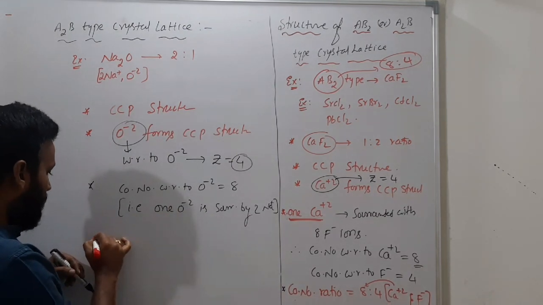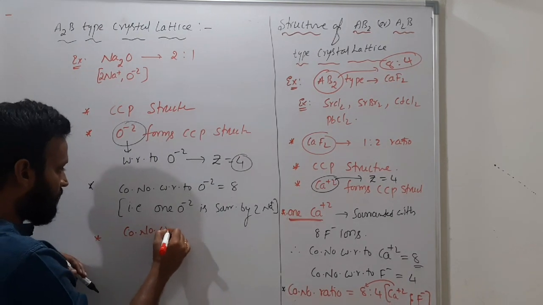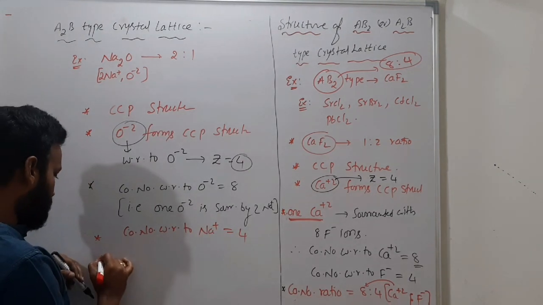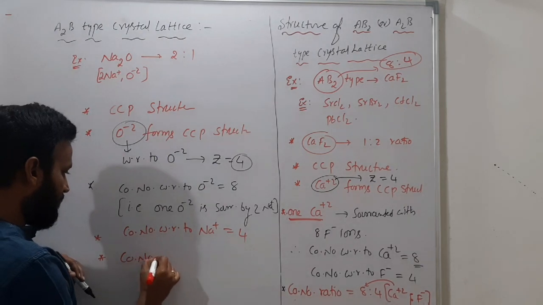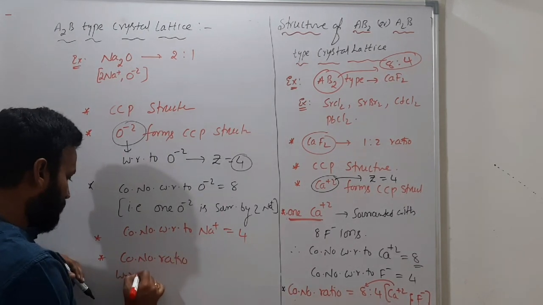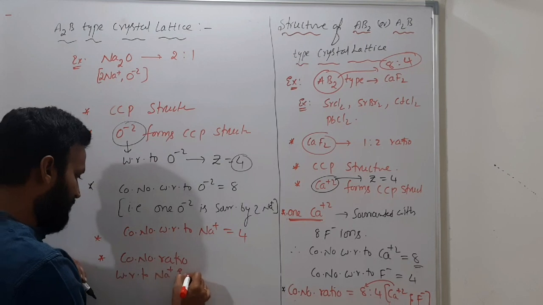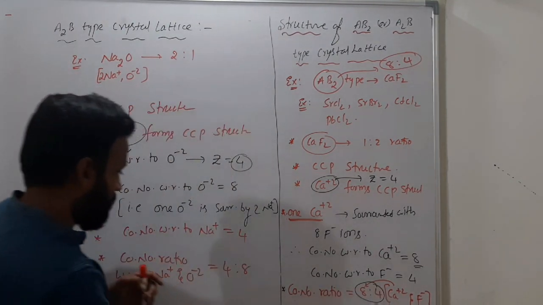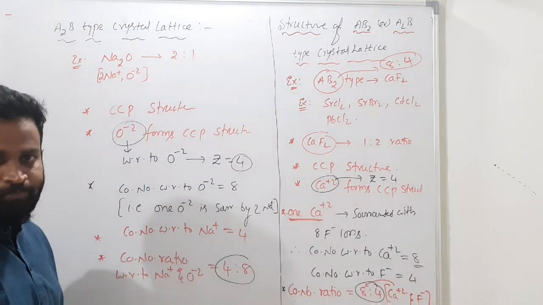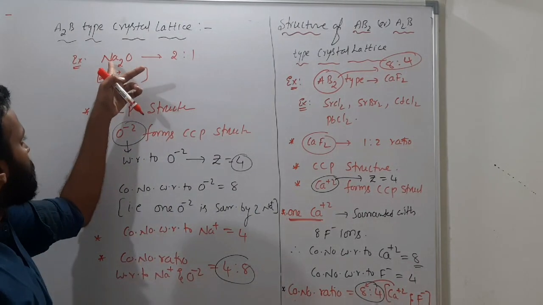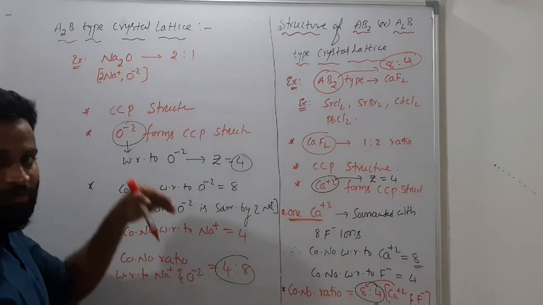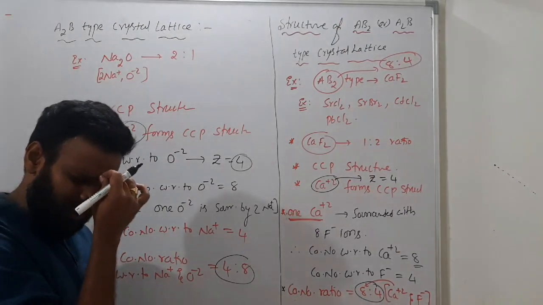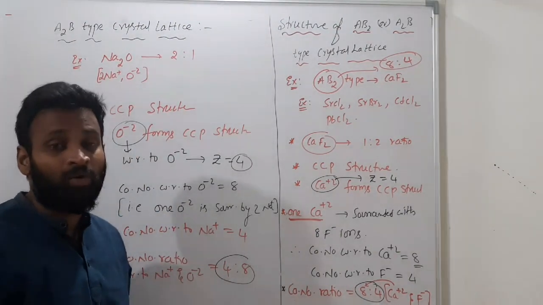Understanding? Same way, what is the coordination number with respect to Na plus? It will be 4. So what is the coordination number ratio with respect to both Na plus and O minus 2? Means it is 4:8. What you wrote in previous? 8:4. What you wrote now? 4:8. Very simple, sir. Which ions are more? That have less coordination number. Generally people will confuse. I know it's 4:8 or 8:4, I have a confusion among them.